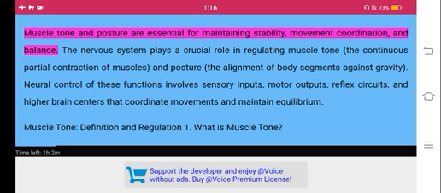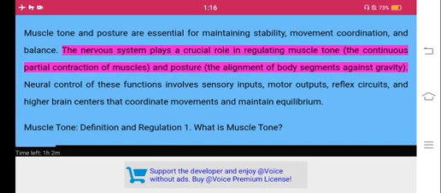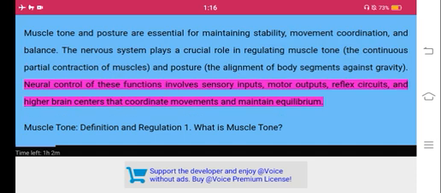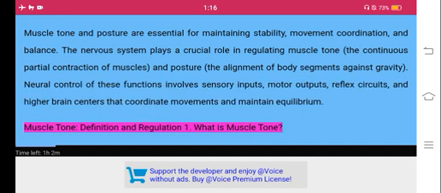Introduction. Muscle tone and posture are essential for maintaining stability, movement coordination, and balance. The nervous system plays a crucial role in regulating muscle tone, the continuous partial contraction of muscles, and posture, the alignment of body segments against gravity. Neural control of these functions involves sensory inputs, motor outputs, reflex circuits, and higher brain centers that coordinate movements and maintain equilibrium.